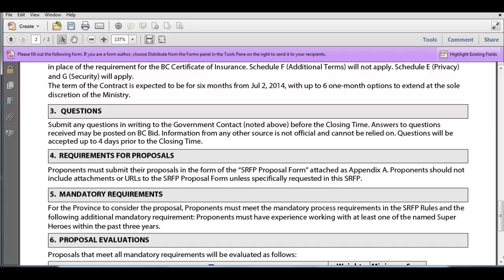And if it looks to you like an attachment or a URL should have been asked for and was not, again, a perfect thing to be asking your government contact so that they can provide the clarity on whether or not they're going to be considering attachments or URLs.